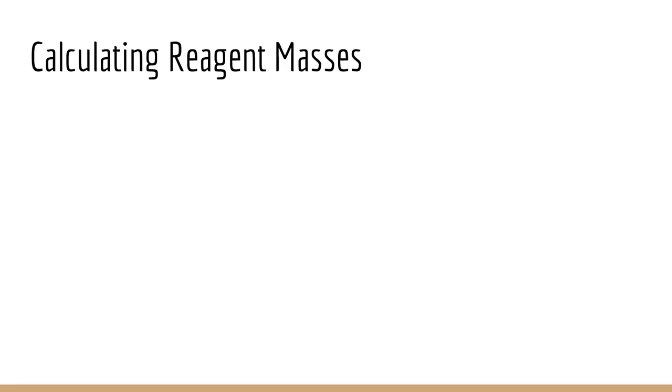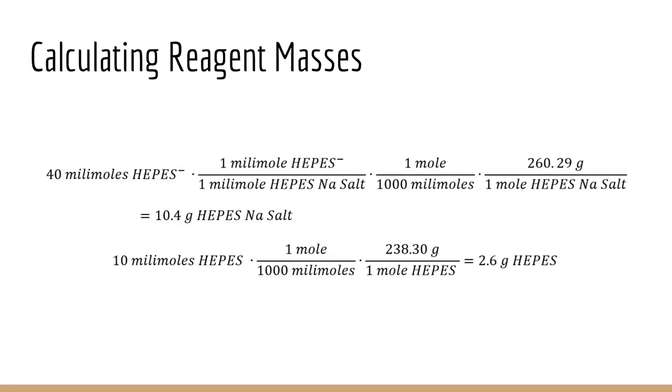All that we have left to do is convert the moles of acid and conjugate base to grams. HEPES is available commercially, and HEPES minus is available as a salt, commonly as HEPES sodium salt. We simply convert millimoles to moles and multiply by molecular weight to find the grams of each reagent we need. Performing these calculations, we find that we need 10.4 grams of HEPES sodium salt and 2.6 grams of HEPES. Congratulations, we have all the information we need to make our buffer.